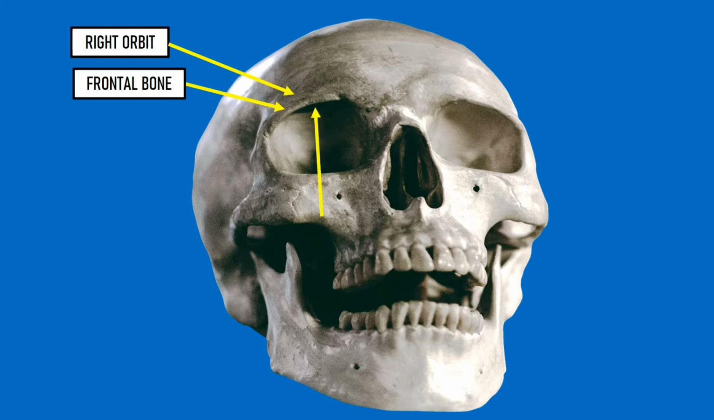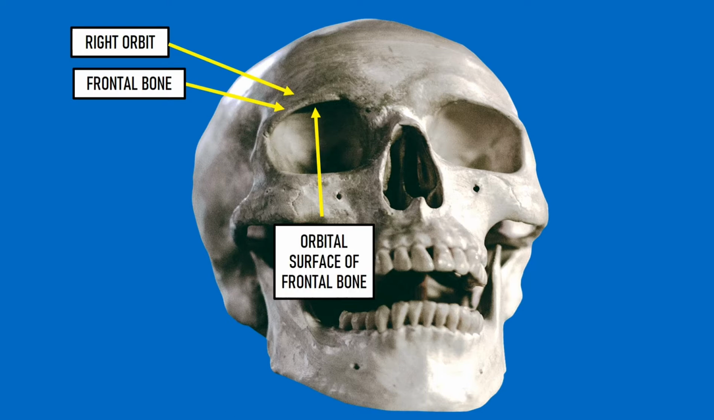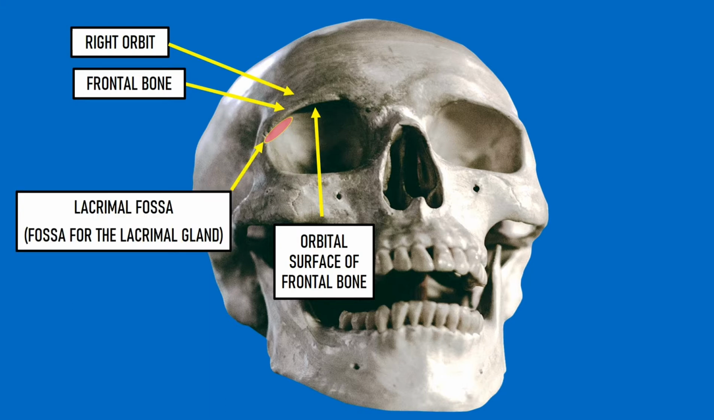The part of the frontal bone that forms the roof of the orbit is known as the orbital plate of the frontal bone. There is a shallow depression located here. That shallow depression on the orbital surface of the frontal bone is known as the lacrimal fossa. The lacrimal gland is located in this lacrimal fossa. It is also known as the fossa for the lacrimal gland.